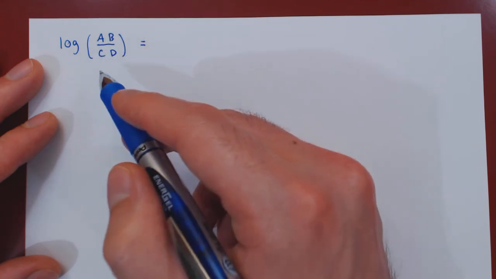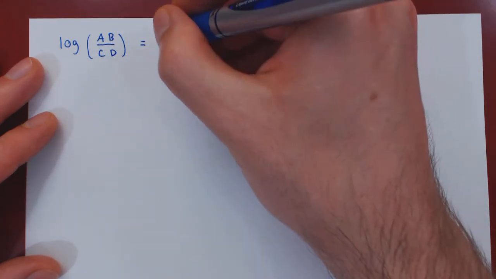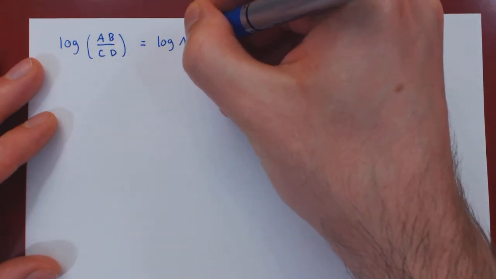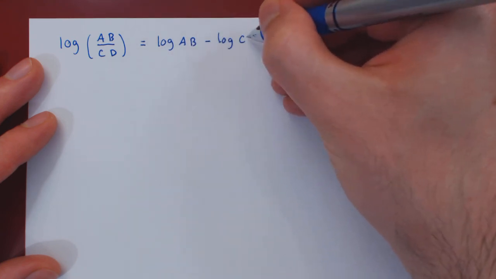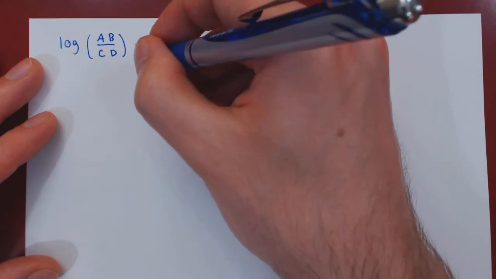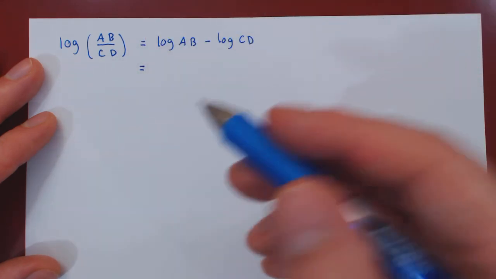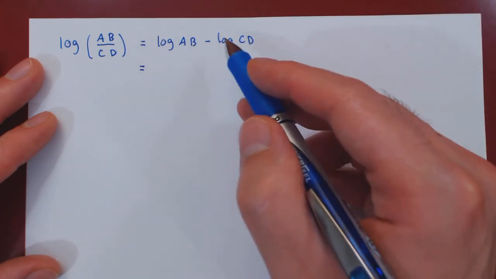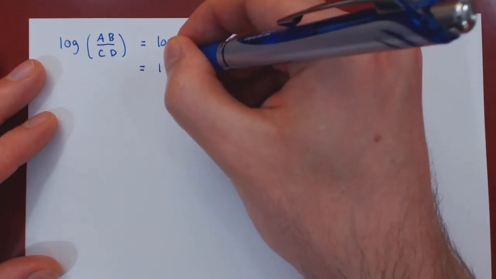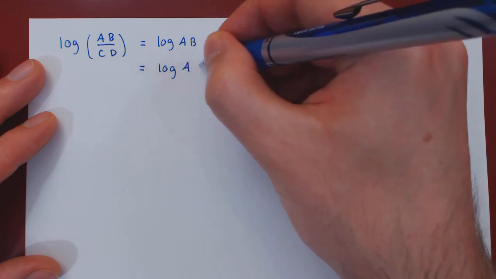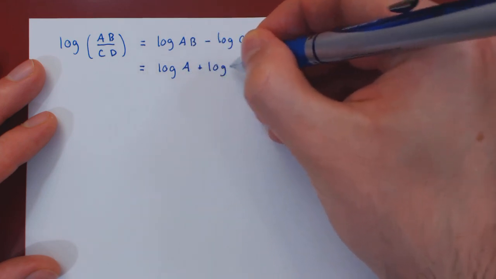We have the log of a quotient. We know that this is the log of the top minus the log of the bottom. We can now use another property of logarithms. In each case, we have the log now of a single product. The log of a product is the sum of the individual logarithms.